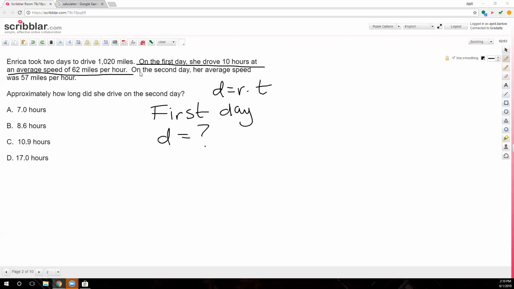Okay, so we have one answer already, 620 miles. So she did drive 10 hours on the first day. That is also true. But we need to use that 10 hours to then find the distance. And Kenya is correct. The distance is 620 miles. Distance equals rate times time. The rate is 62 times the time of 10 hours. So multiplied together, that gives us a distance of 620 miles the first day.